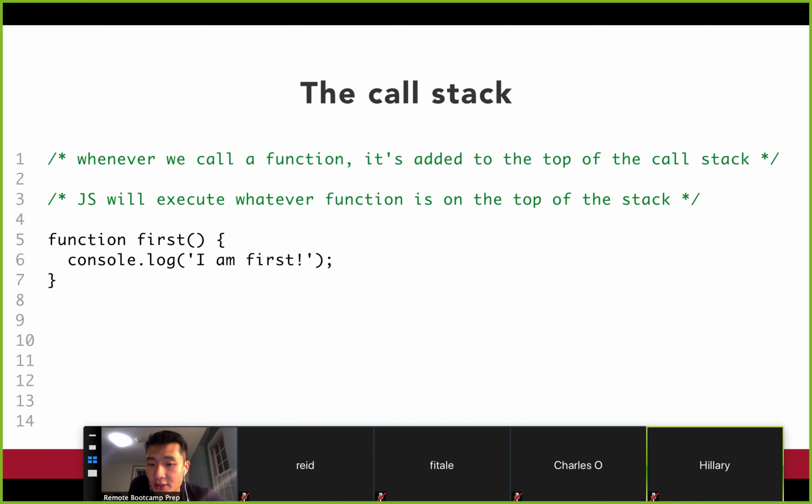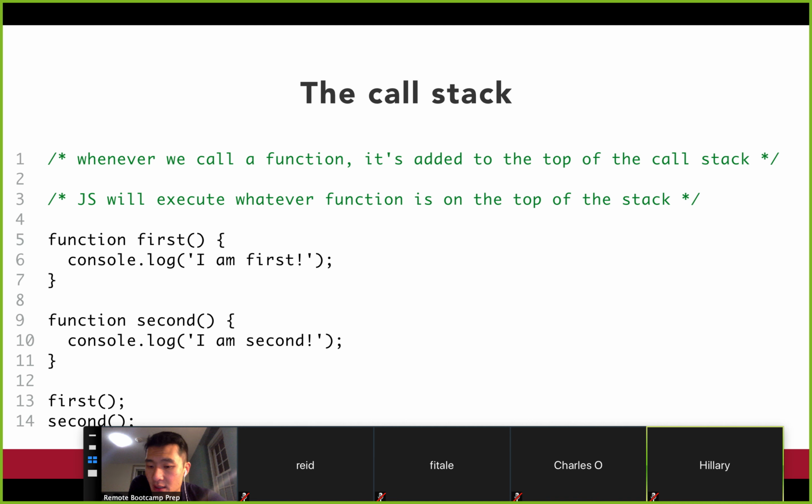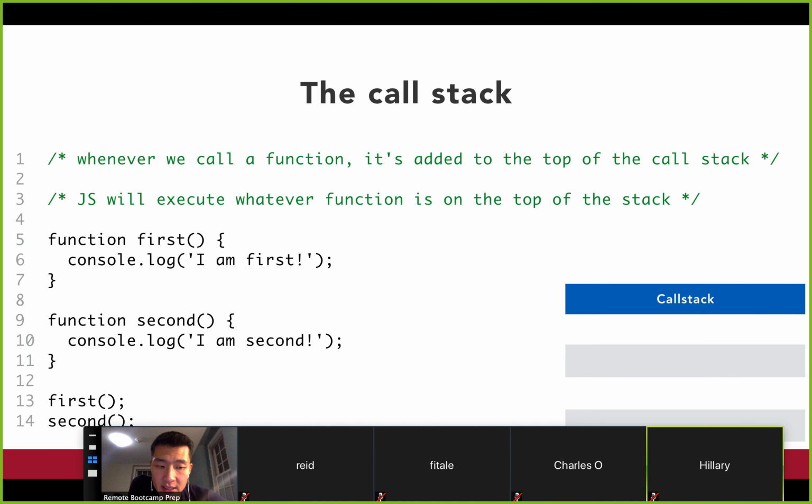Here on line 5, we have a function called first, and all it does is console log out I am first. We have a function called second, which console logs out I am second. Now, when I execute line 13, if I look at my call stack on the bottom right-hand corner here, the first thing I do is I execute the function first. And I have to console log out I am first, because when I start running line 13, the first function gets added onto the call stack, and the call stack says I cannot move on until I finish resolving this function. So then the first function runs, it prints out I am first, and then the first function is finished.